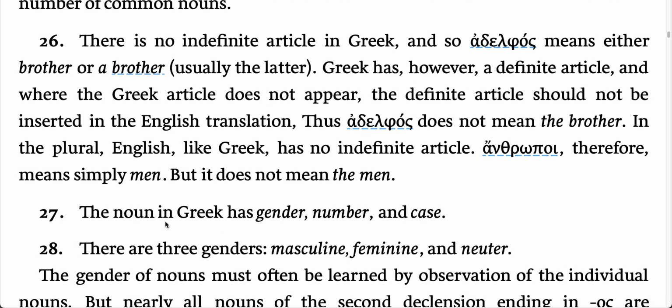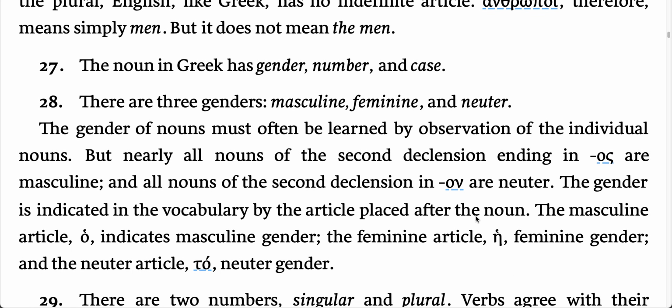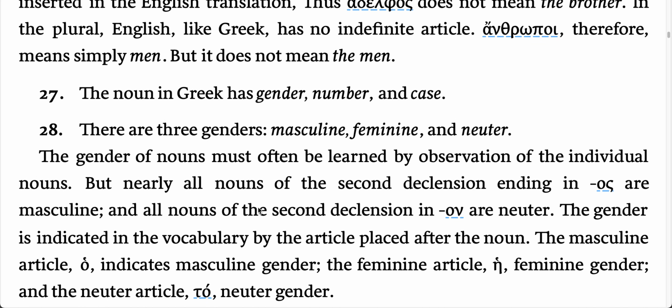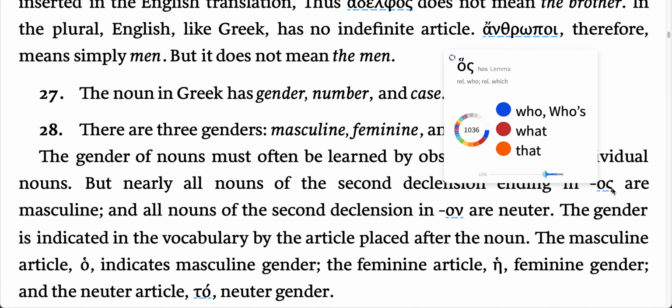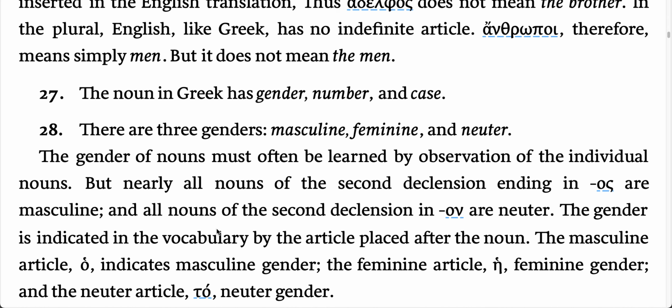Now, the Greek noun has gender, number, and case. There are 3 genders: masculine, feminine, and neuter. Now let me read this statement and then I'm going to talk about gender. The gender of nouns must often be learned by observation of the individual noun. But nearly all nouns of the second declension ending in the two letters omicron sigma, that's final sigma, are masculine.